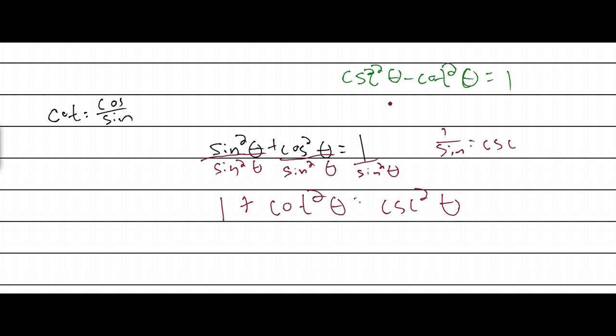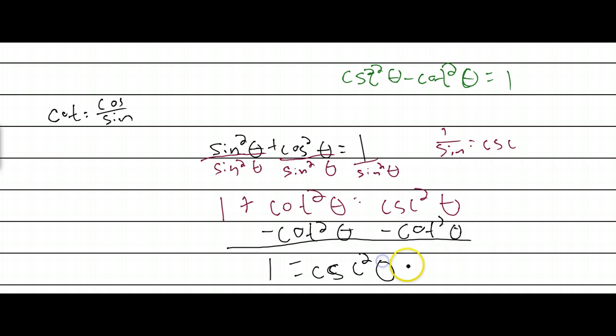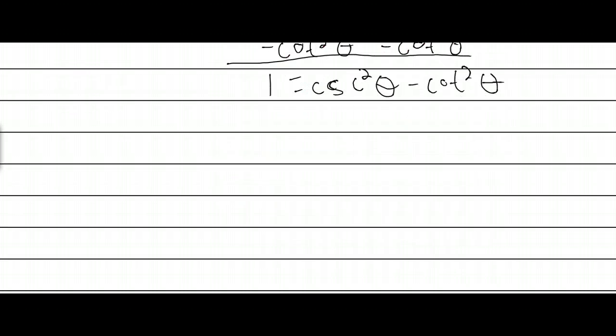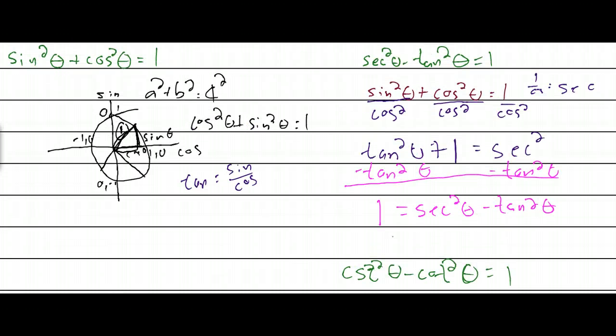So once again, it wants cosecant squared minus cotangent squared. So you got to get rid of the cotangent and put it on the other side. What you do to one side, you must do to the other. So you're going to be left with 1 is equal to cosecant squared theta minus cotangent squared theta. So you use that for those identities. You're always going to use sine squared plus cosine squared, and then you can divide by either cosine squared or sine squared. It's all the same deal.